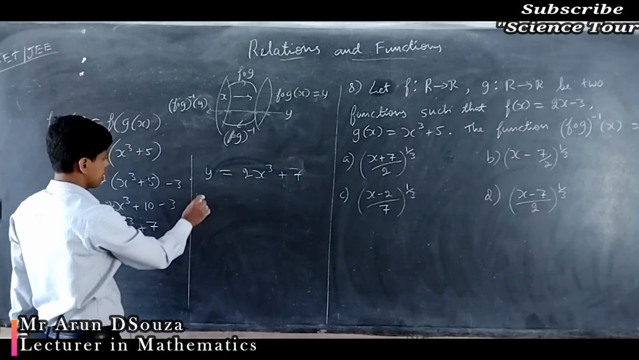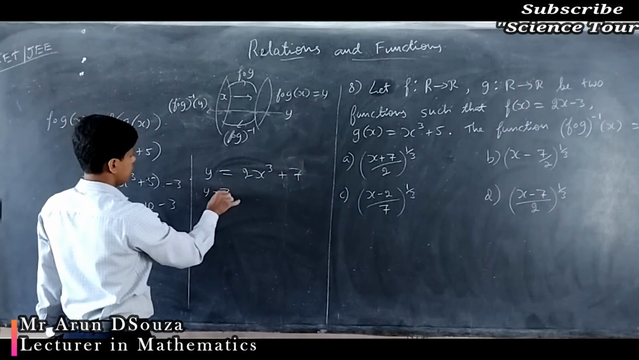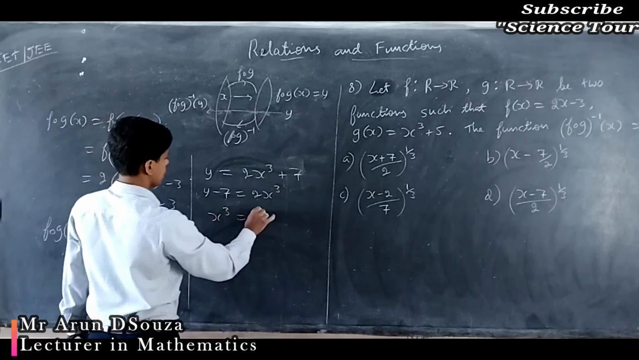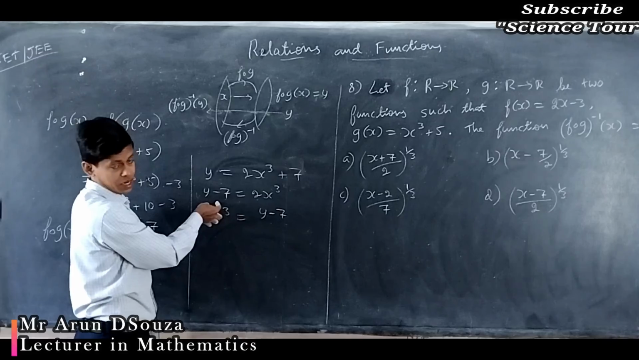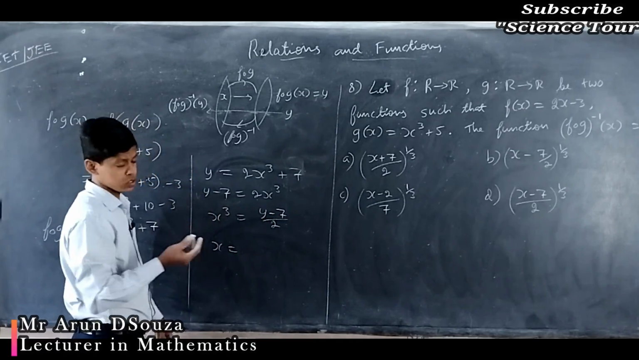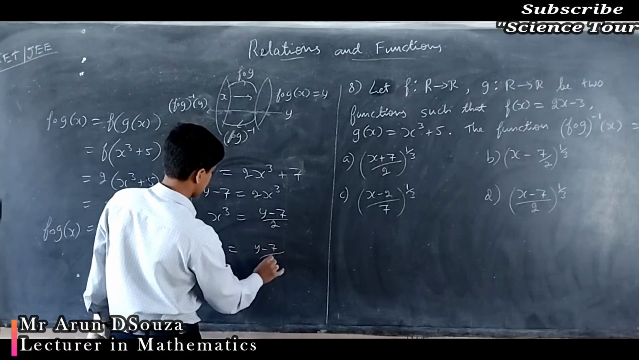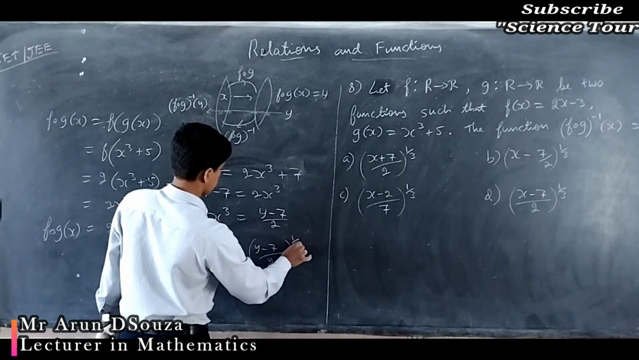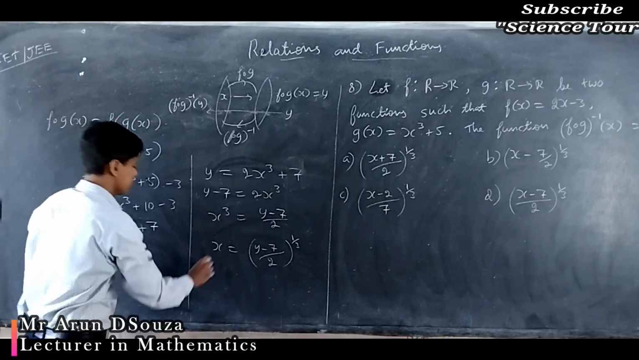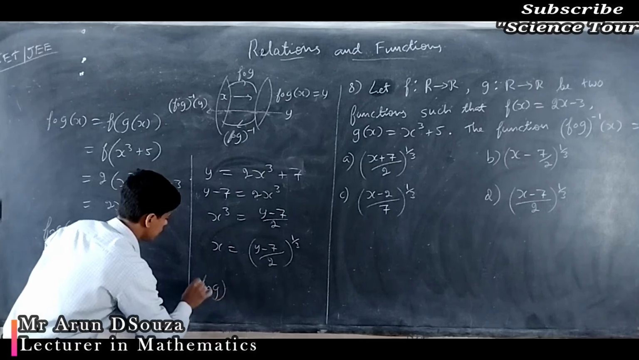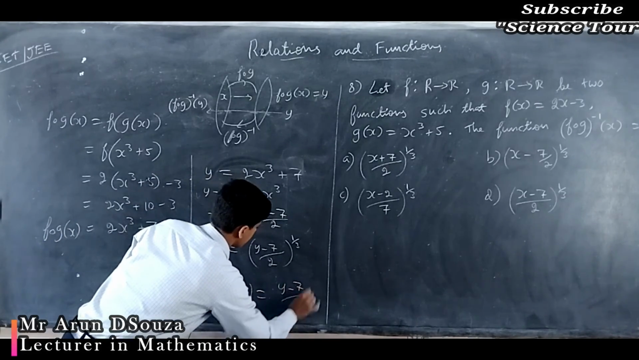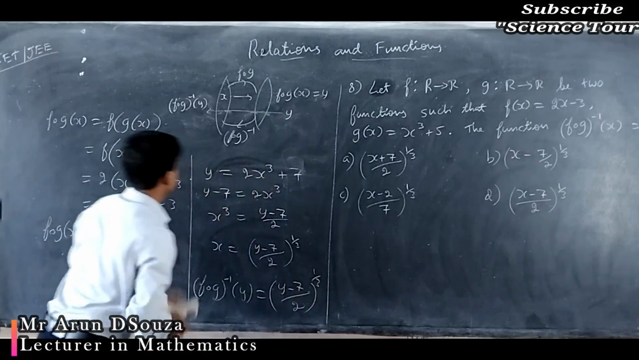That's an easy thing. So now this is y minus 7 is equal to 2x cube. So what is x cube? This 2 must be divided here. Right, now you need x, so take cube root both sides. So this is y minus 7 divided by 2, to the power 1 by 3. So this is x, and that is nothing but FOG inverse of y, and that is y minus 7 divided by 2 to the power 1 by 3.